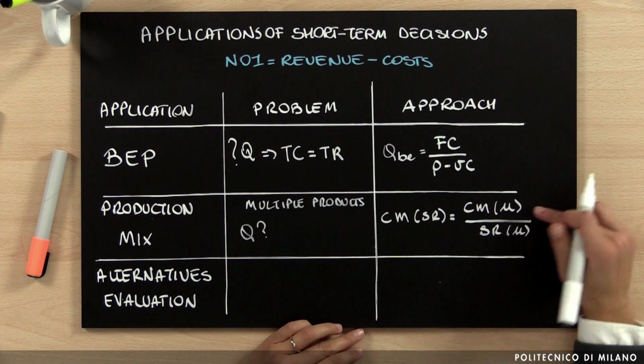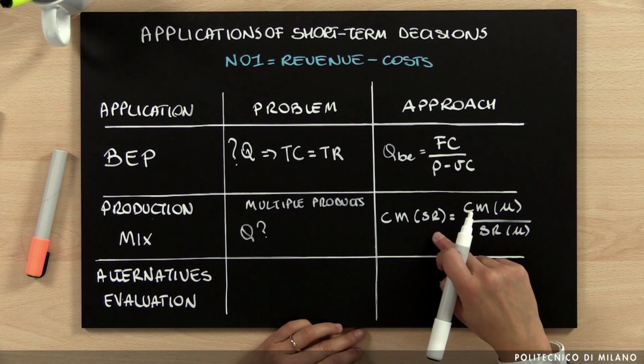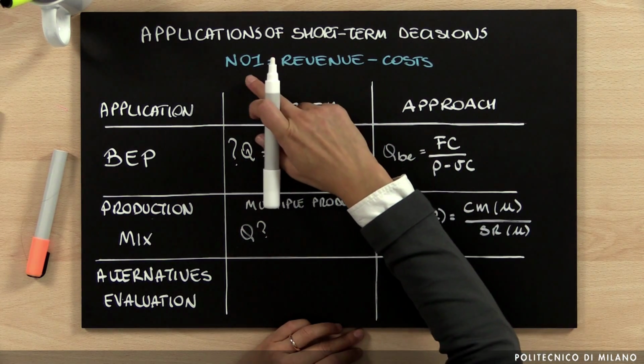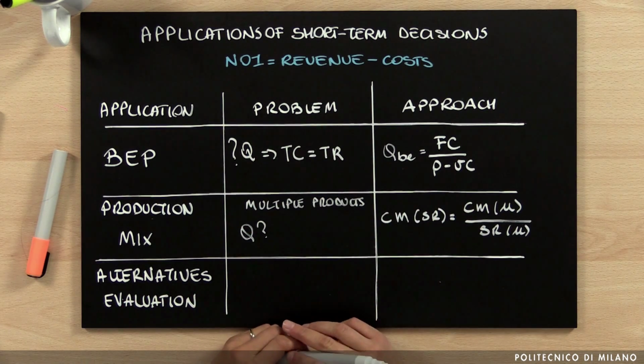And depending on each mix that we are going to select, of course, we will have different revenues. And by prioritizing the product with the highest contribution margin per scarce resource, we can have the highest net operating income among all of the possible production mixes that we can have.